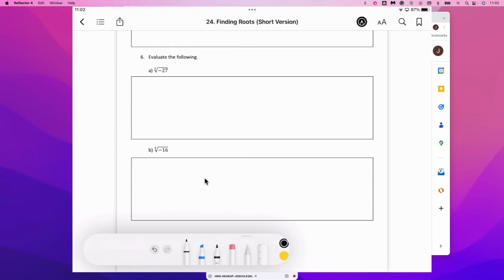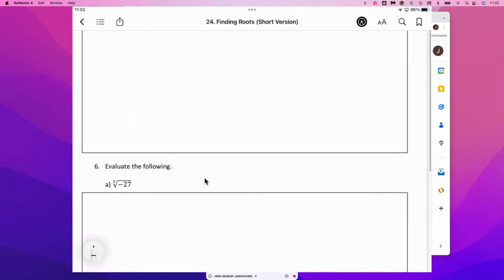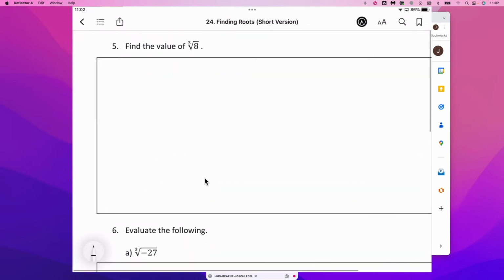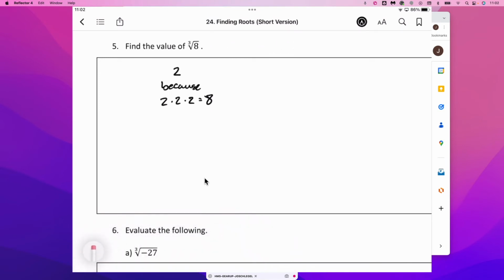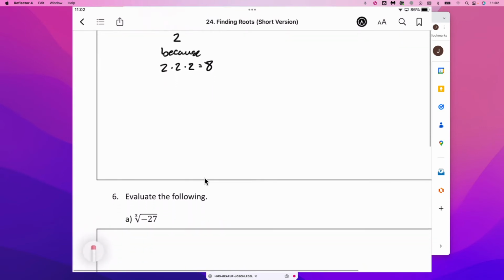And so, what we've got is the cube root of 8. And so we're looking for a number times a number times another number that equals 8. So that number happens to be 2, because 2 times 2 times 2 is equal to 8. Okay, number 6. We've got the cube root of -27.